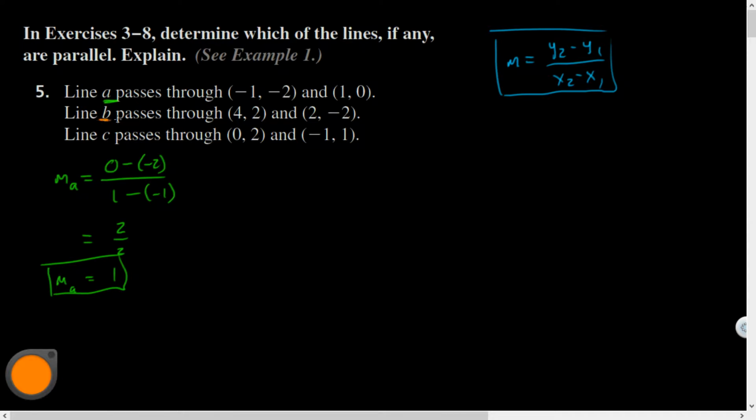Line B will be, I almost called that red, but that is definitely orange. So for the slope of line B, I'll do y2 minus y1, so negative 2 minus 2, over x2 minus x1, so that's 2 minus 4. Let's simplify. Negative 2 minus 2 becomes more negative. 2 minus 4, signs are different, so I subtract them and take the sign of the more influential. Negative over negative is positive, and 4 divided by 2 is 2.